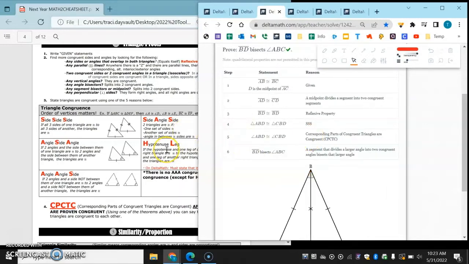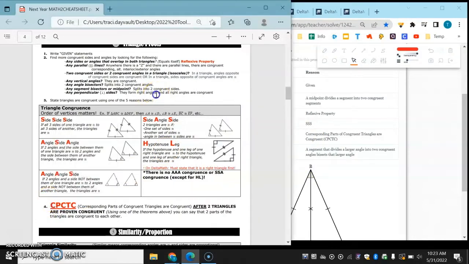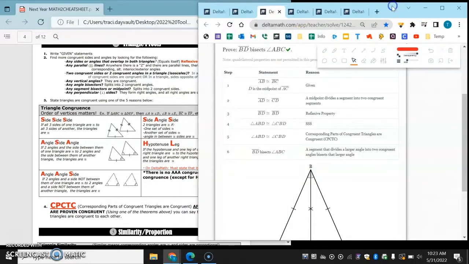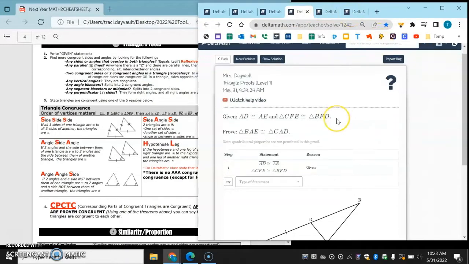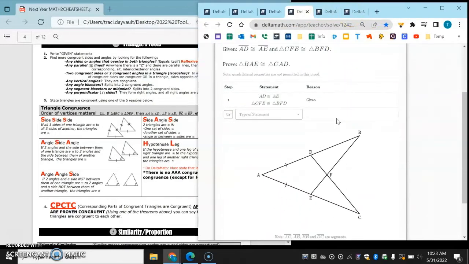So again, this pattern you're going to see for a lot of them, we prove that the 2 triangles are congruent, and then we prove that 2 parts of those triangles are congruent. Another example, this one's going to be a little bit tougher.